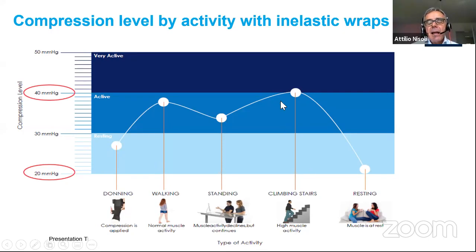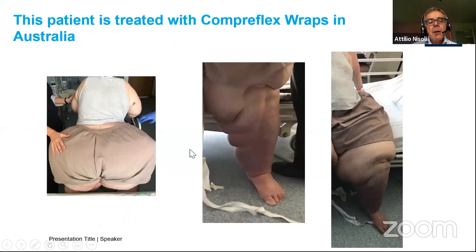We have a very high working pressure, for instance, when we walk upstairs. When we are in a resting, recumbent position with no muscle activity, it drops down to a low resting pressure. So this is how it behaves with the inelastic wraps. And to finish, I'd like to show you a few pictures.